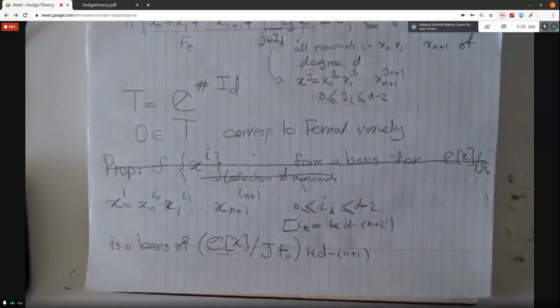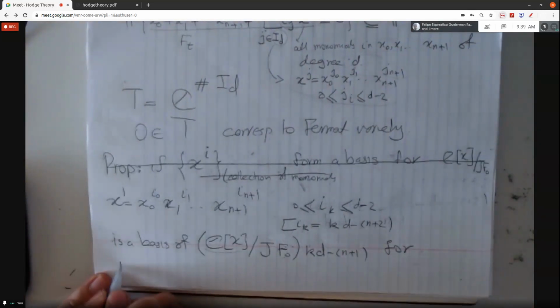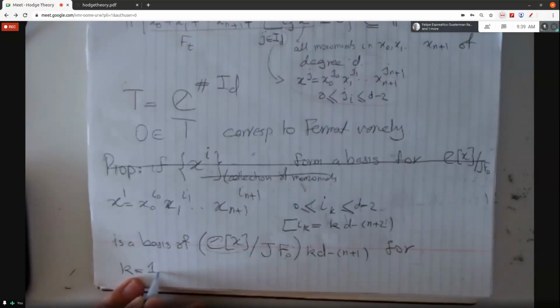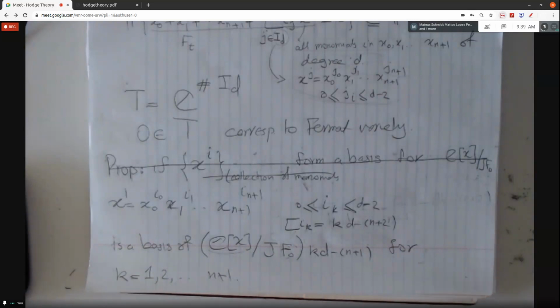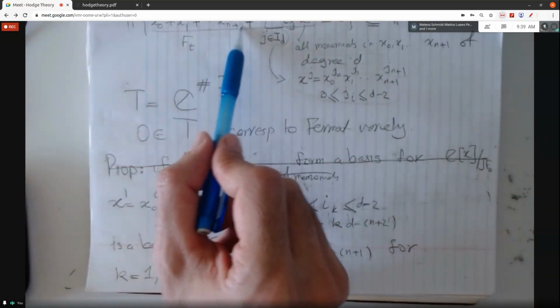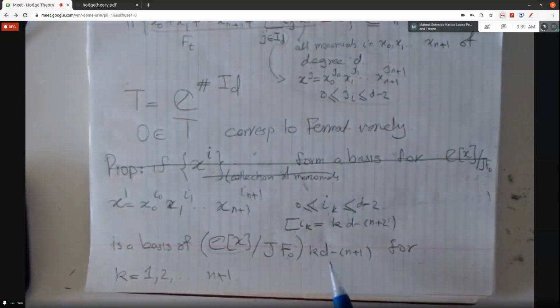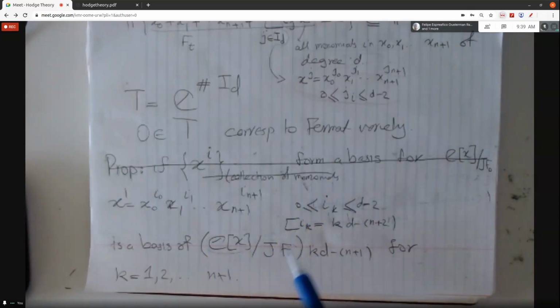So here for k fixed, for k equal to 1, 2, until n plus 1. Since f0 is just this polynomial, we can see that xi to the d minus 1 is already 0 here. So trivially this will form a basis of this.